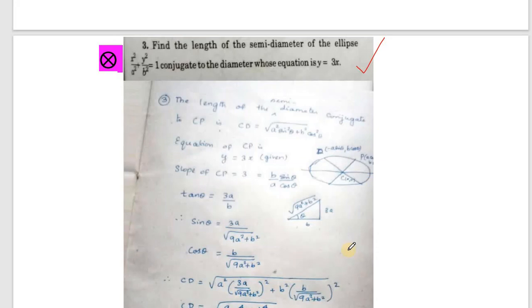Now we have already derived that the length of the semi-diameter conjugate to CP is given by CD equal to root of a square sin square theta plus b square cos square theta. Now the equation of CP is y equal to 3x, that is given. Now the slope of this is b sin theta by a cos theta.